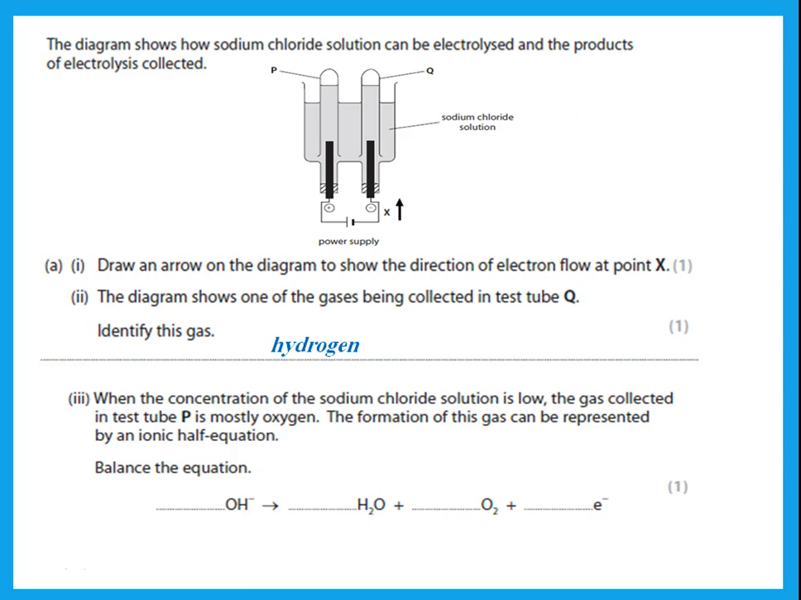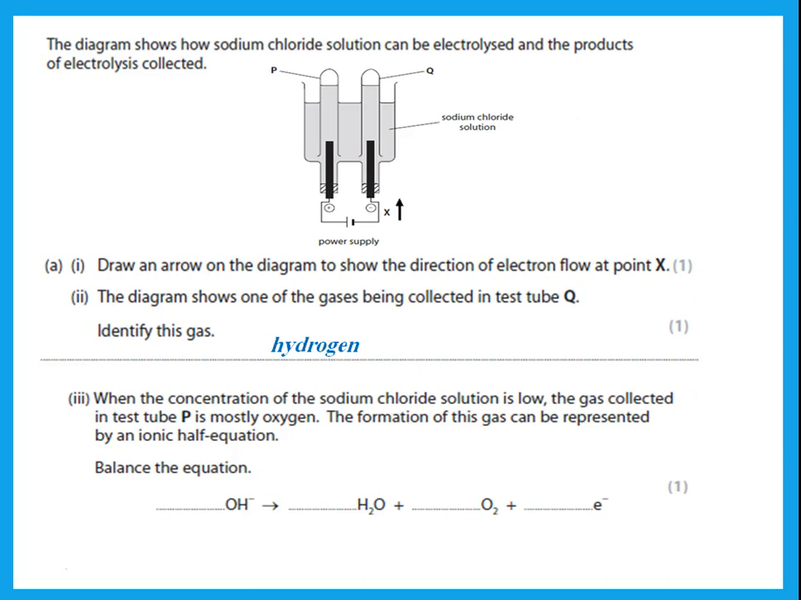When the concentration of sodium chloride solution is low, the gas collected in test tube P is mostly oxygen. That is because when the concentration of sodium chloride is low, that means I'm doing a dilute solution of sodium chloride. We said in that case, it is not the chloride that will react, it is the hydroxide that reacts. So the hydroxide reacts to give oxygen gas.